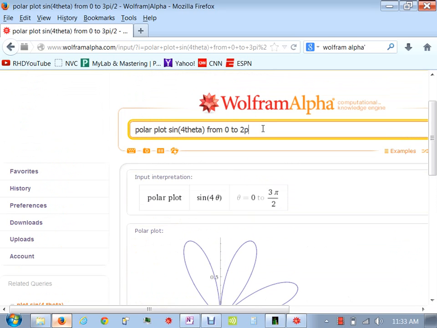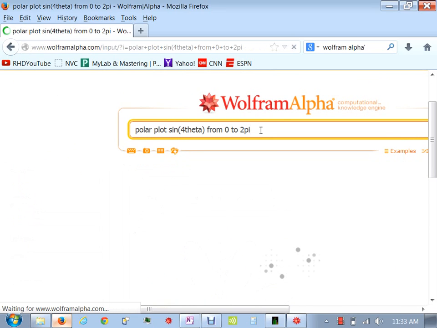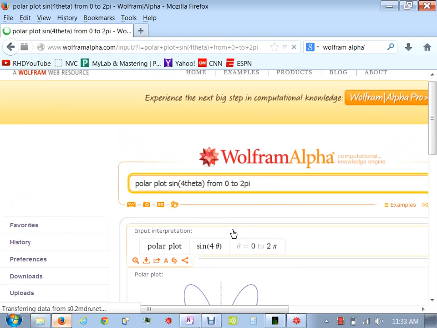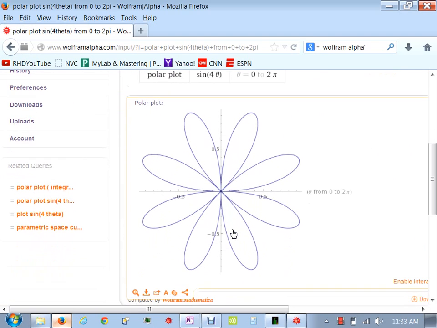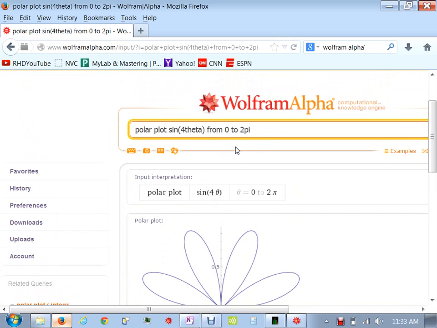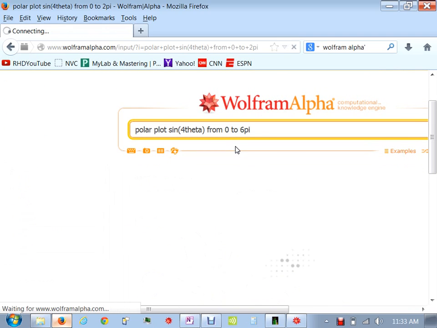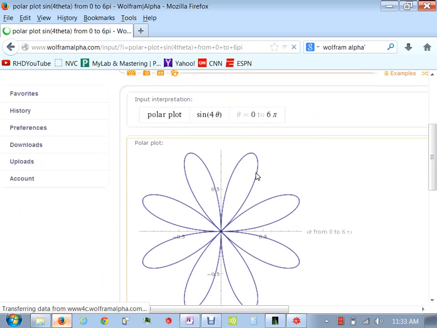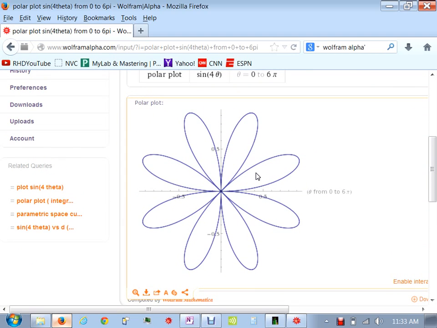So let's go 2 pi now. This should give us the full picture. And now everything after that should just be the same thing. So if I now extend it out to 6 pi, we shouldn't see any difference. See?